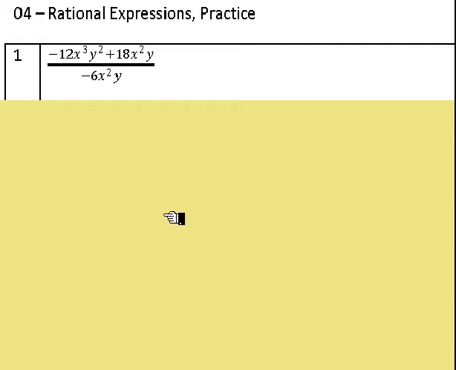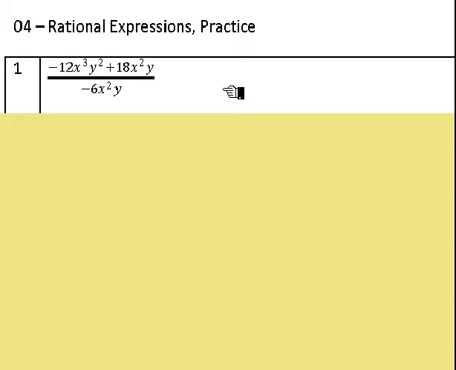In this video, we're going to work with rational expressions. A rational expression is a ratio of two polynomials. We have one over here, or a fraction where you have a polynomial in the numerator and a polynomial in the denominator. So we're going to be simplifying, multiplying, dividing, adding, subtracting rational expressions.